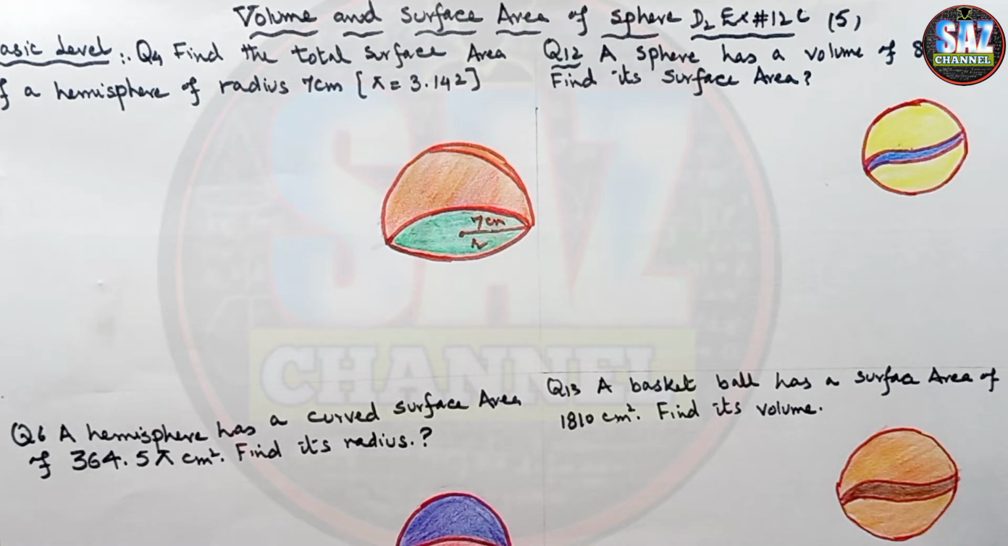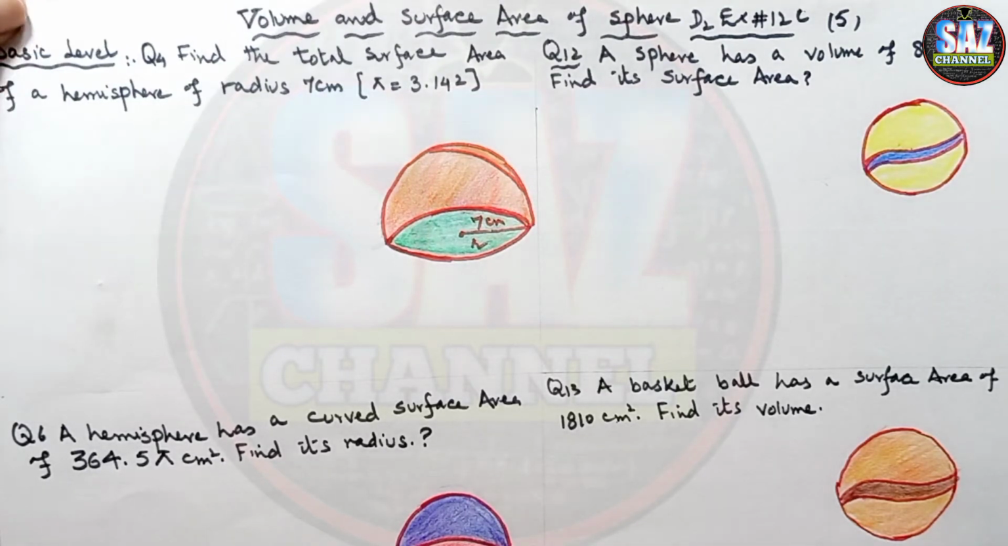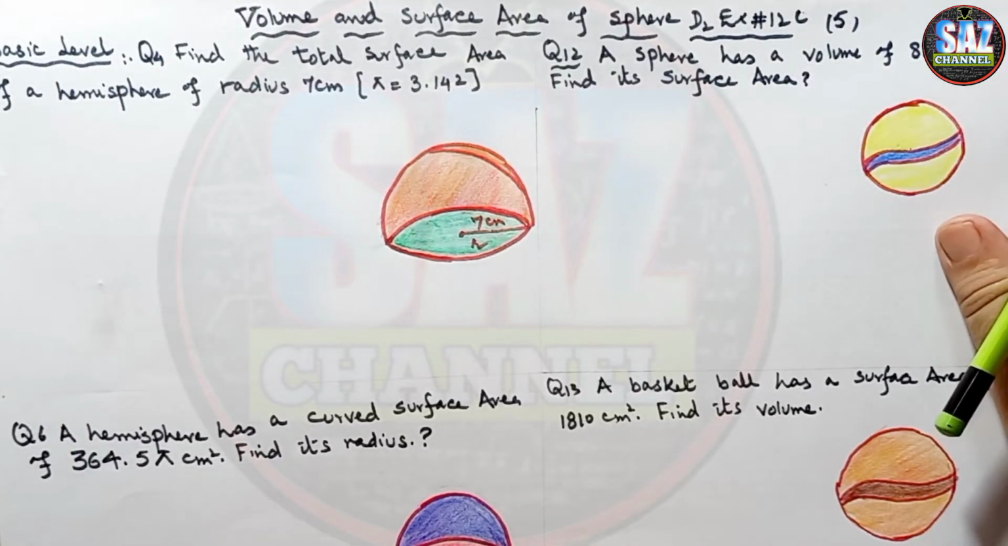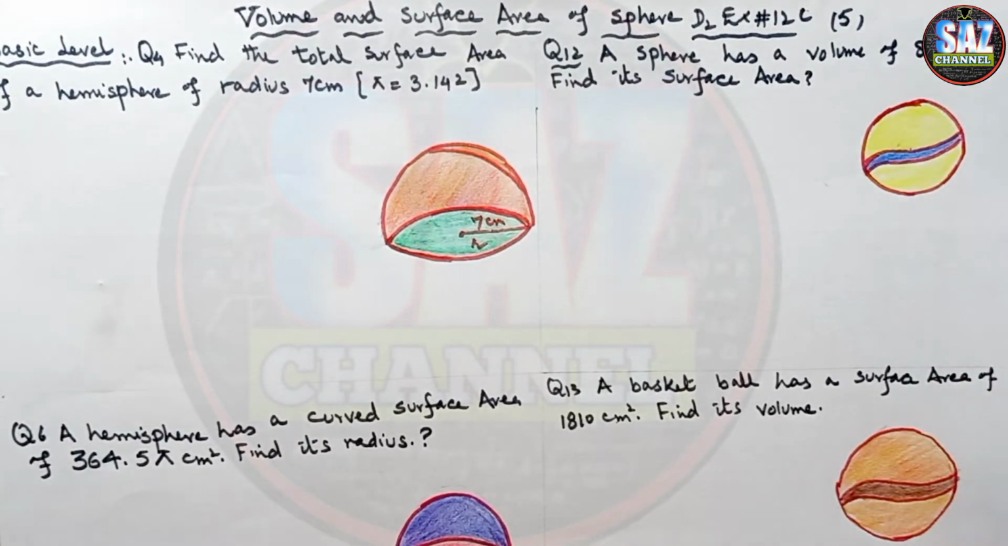This is my fifth lesson of D2, chapter number 12, exercise 12C, that is about the area and volume of sphere. What is sphere and what are the formulas for the area and volume of sphere? These are the questions that have to be really clear to all of my students before moving to this exercise.